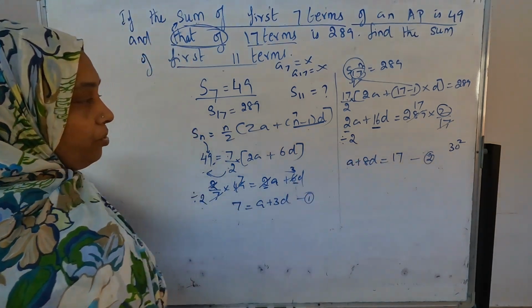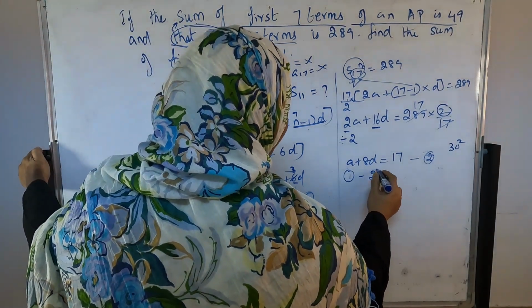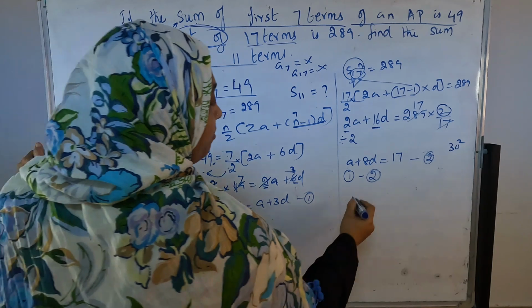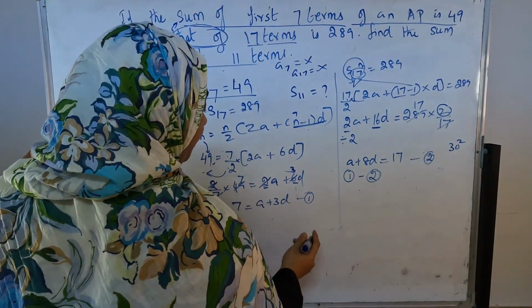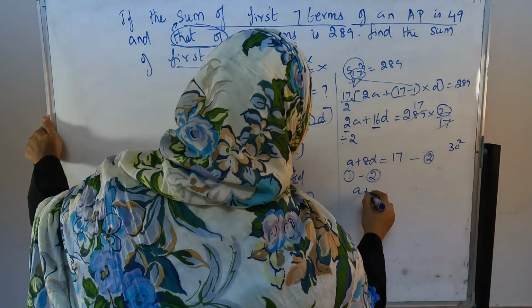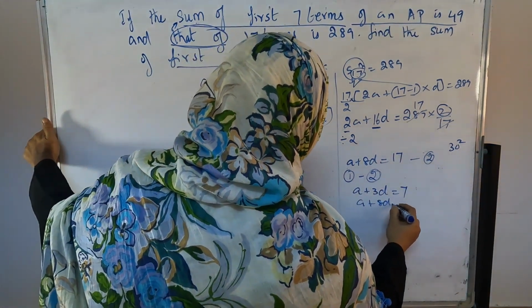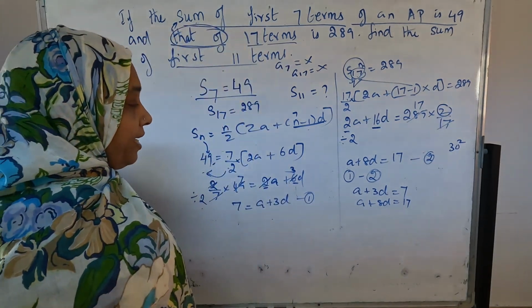We can eliminate these two things by changing their symbol. So what will we do? Equation 1 minus equation 2, we will do elimination by subtraction. That means first we will write this first equation. Here a plus 3d first I am writing. So a plus 3d equals 7. Then a plus 8d is equal to 17, what I told you already.